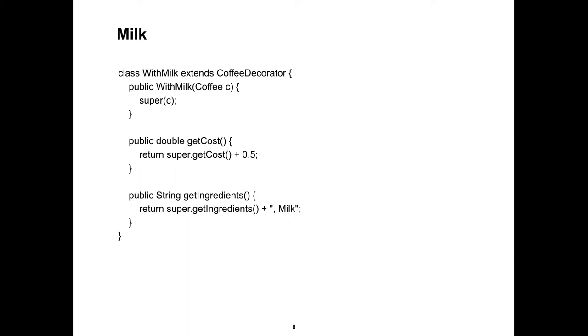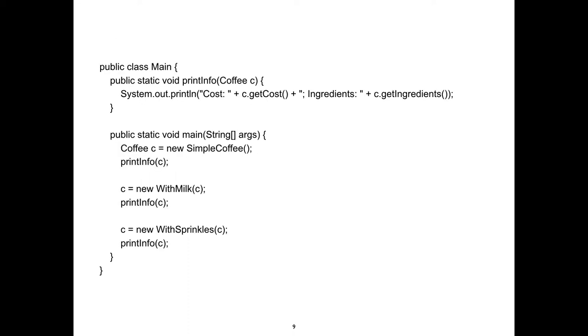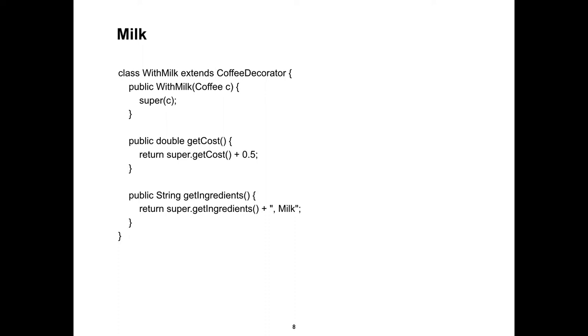And once you see this as a coffee decorator, now the sprinkles decorator becomes obvious, right? Did I do sprinkles? Well, I didn't do it because all you do is the get cost is whatever the super cost is plus whatever I said sprinkles cost. And then the ingredients are whatever the ingredients down the chain are plus sprinkles.